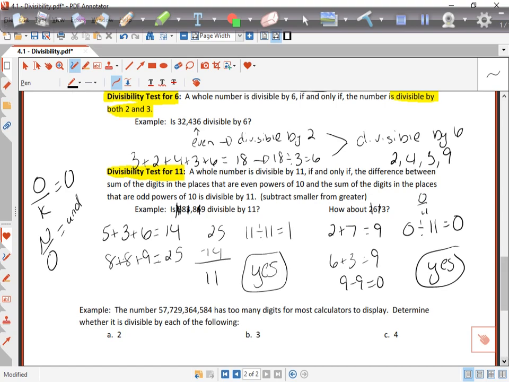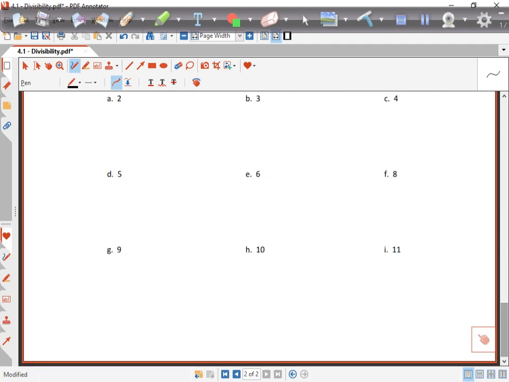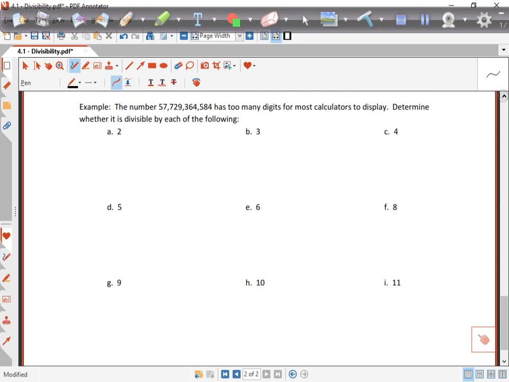Now, there's no worksheet with this section, but I do have one more problem, putting all of this together. So I would like you to pause the video and try this on your own. Okay, when I'm looking at these problems, I'm just looking for a yes or no. You don't have to show any of the work, but I will give you large numbers that won't necessarily work in the calculator. So I will know if you use the rules or not.